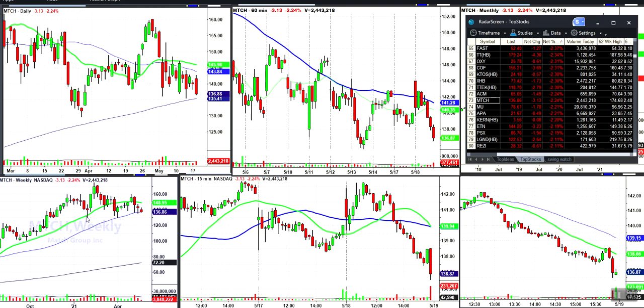But you could look to short this thing on the bigger picture. Look at the head and shoulders: left shoulder, head, right shoulder, neckline. Where's it at? 130, right? About $130. Breaks the neckline, you could look to get short longer term on Match.